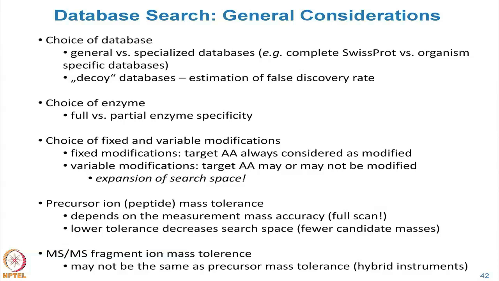As you read literature, you will find that there are certain groups that always allow for partial enzyme specificity, while other people may require that it be fully specific, so the trypsin had to cleave on both ends of the peptide. If you're using a partial enzyme specificity, that increases the search space that the spectra are going to be matched against. The program is going to run slower, and you usually have to have higher score thresholds to meet your FDR.